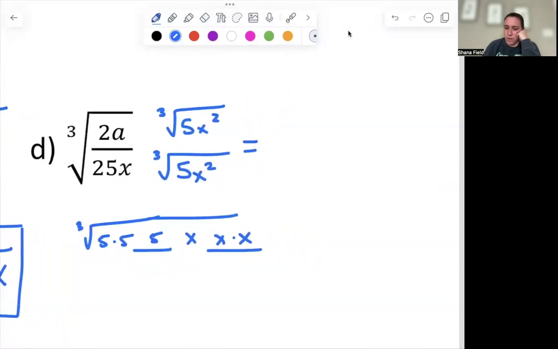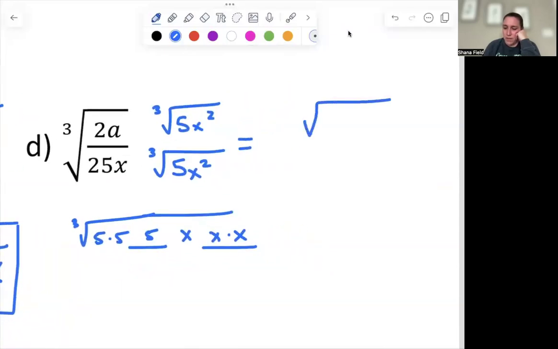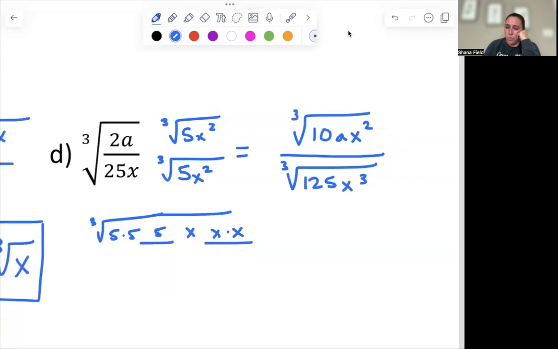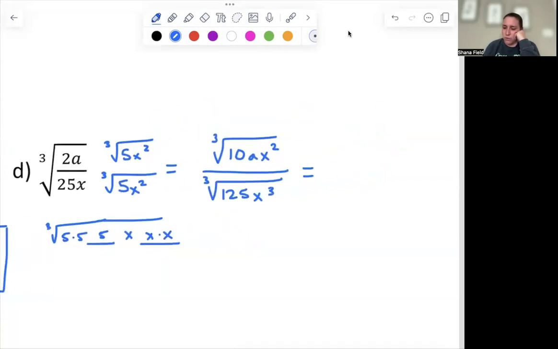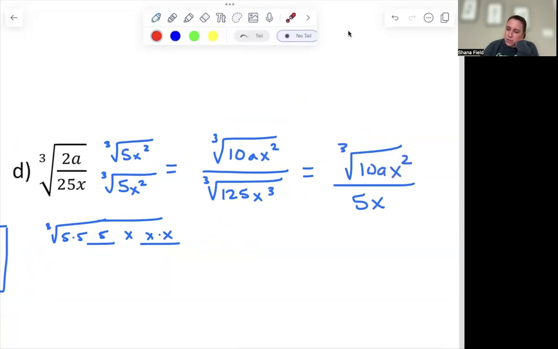So on top, 2 times 5 is 10, a and x squared. On the bottom, when we do that, we get the cube root of 125 x to the third, which we were working towards, 5x. Again, the radical has to go away in that denominator. I get 3 times the cube root of 10 a x squared on top. Again, outside with outside, no reduction can happen. So that's going to be my final answer.